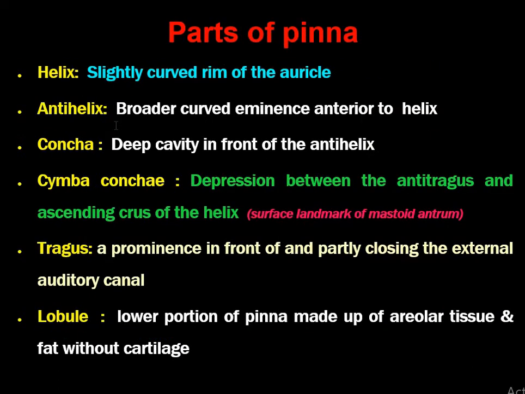Coming to parts of the pinna, the helix is the slightly curved rim of the auricle. Antihelix is the broader curved eminence anterior to the helix. Concha is the deep cavity in front of the antihelix. Sigma conchae is the depression between the antitragus and the ascending crus of the helix. It is the surface landmark of the mastoid antrum. The mastoid antrum lies around 1.5 to 2 cm deeper to the sigma conchae in adults. Tragus is a prominence in front of and partly closing the external auditory canal. The lobule is the lower portion of the pinna, which is made up of areolar tissue and fat without cartilage.